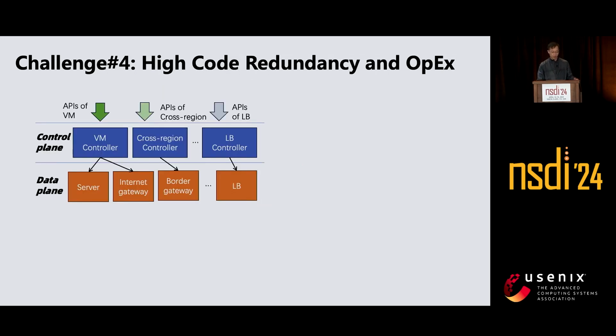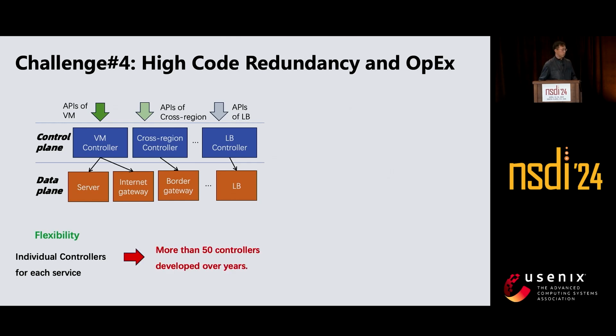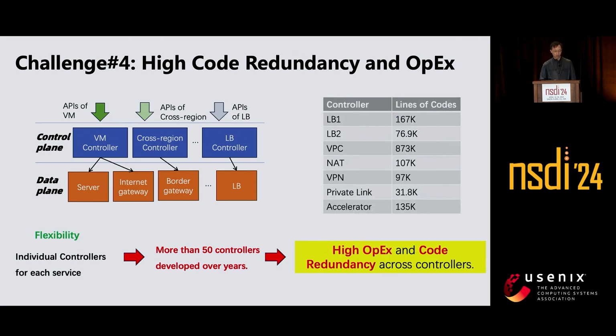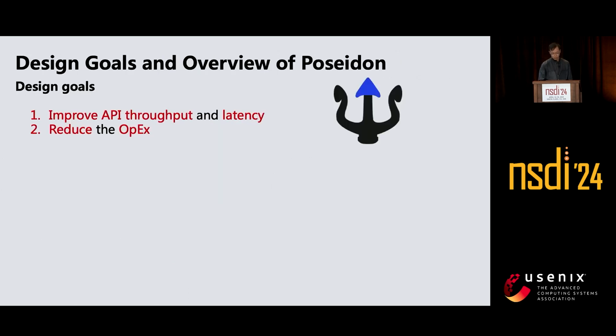The third challenge comes from code redundancy and OpEx. In the beginning, in order to make the network service more flexible, we developed different controllers for each individual service. That is good for every service to develop by itself. But over the years, we have more than 50 controllers for different services. That introduces a lot of code redundancy and OpEx. So those are all the challenges we were facing.